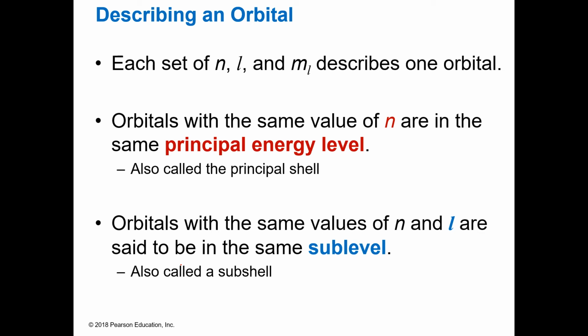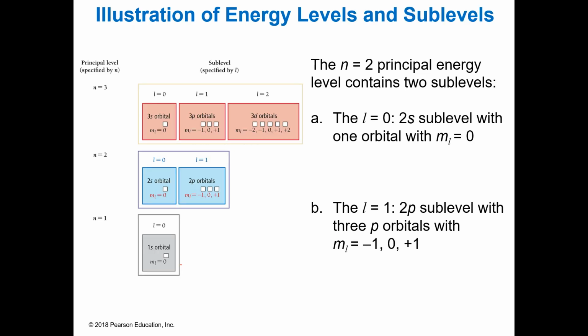Now we're going to talk about energy real quick. So all the orbitals that are in the same shell or have the same N value, they have the same principal energy level. That just goes with our shell number. And then the same will be true, the orbitals that fall within the same subshell or L value, they're going to have the same energy value. Let's look at an example of this.